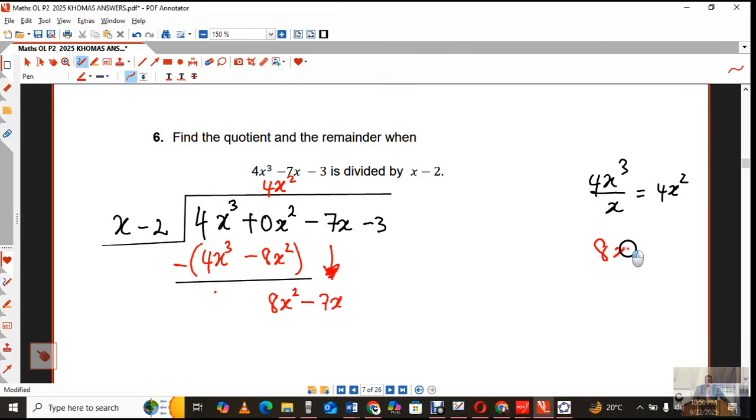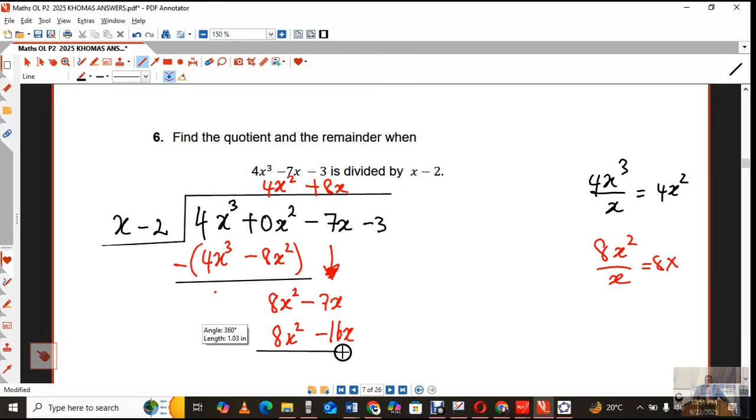Then my side work again, 8x squared, I'm going to divide again by x. So this is just going to leave me with 8x, okay? So that's plus 8x over there. 8x, you multiply with x, that gives you 8x squared. 8x, you multiply with negative 2, that gives you negative 16x. Right, so again, we're going to subtract, and I'm going to bring in my brackets.